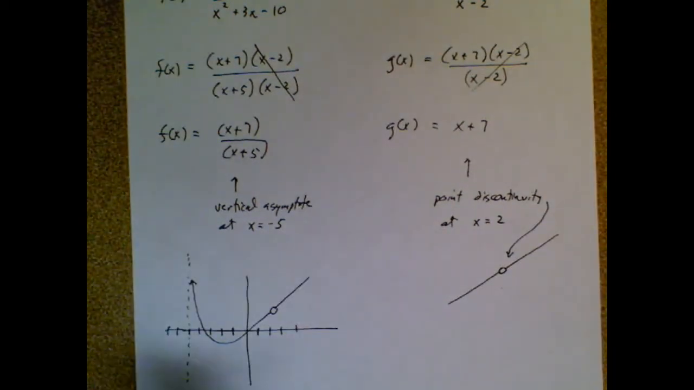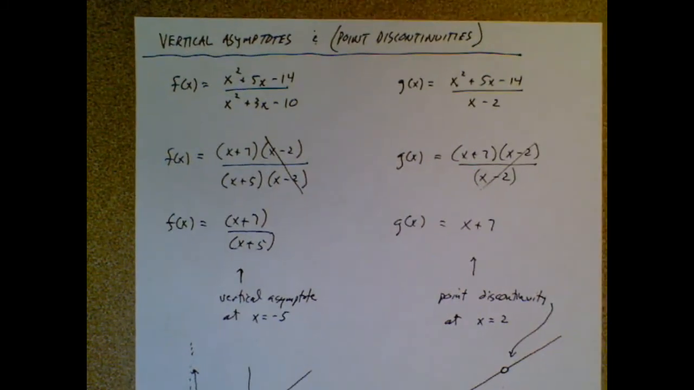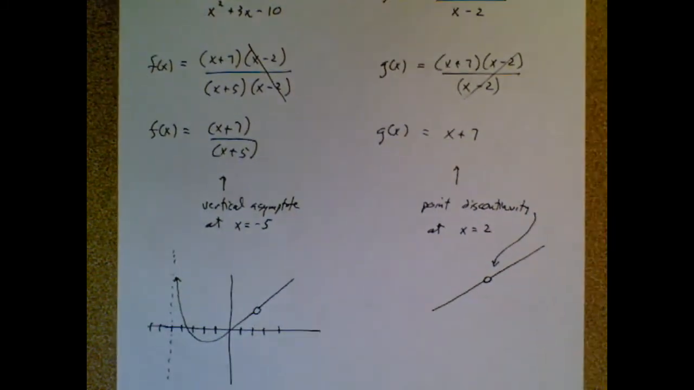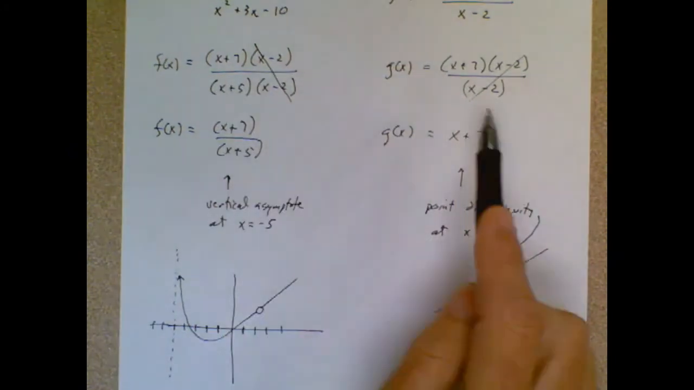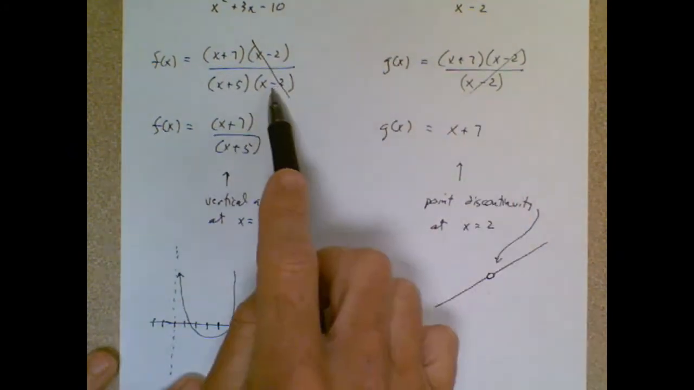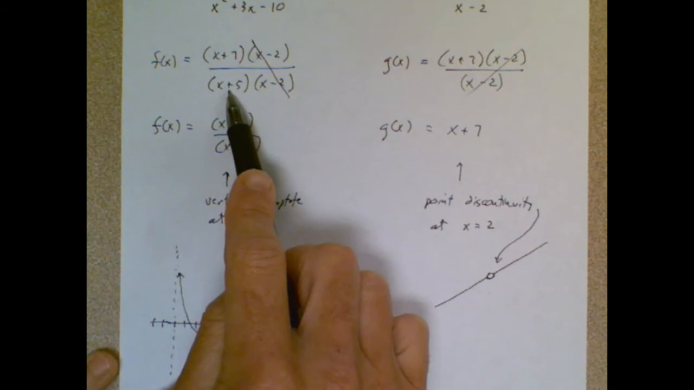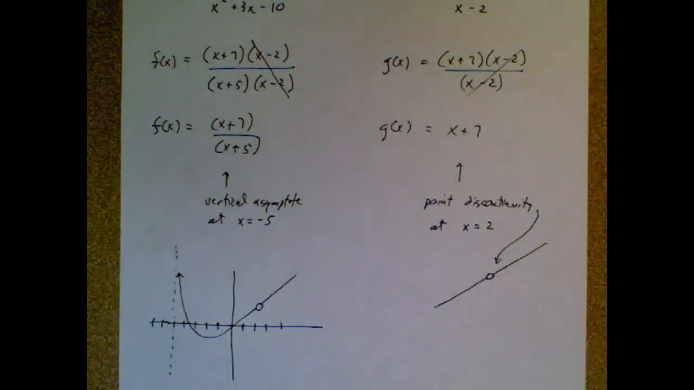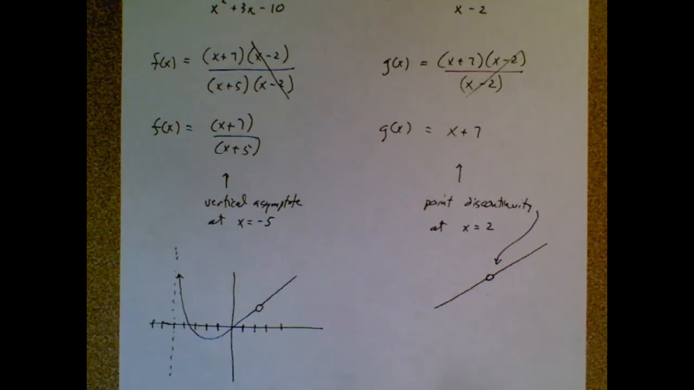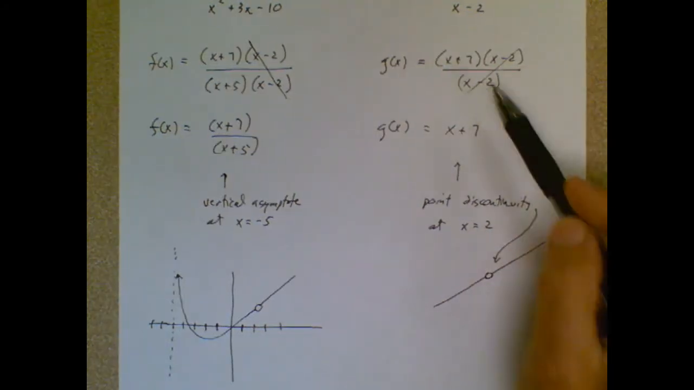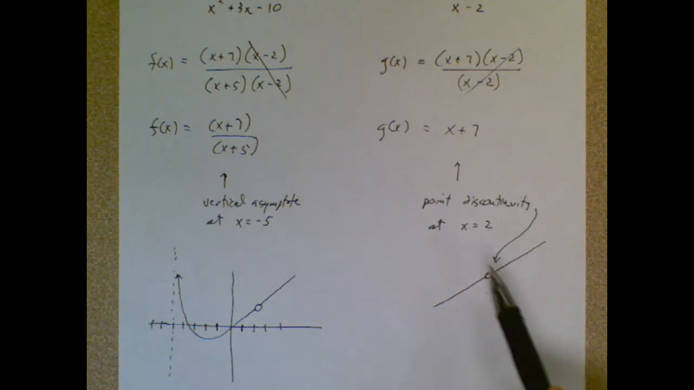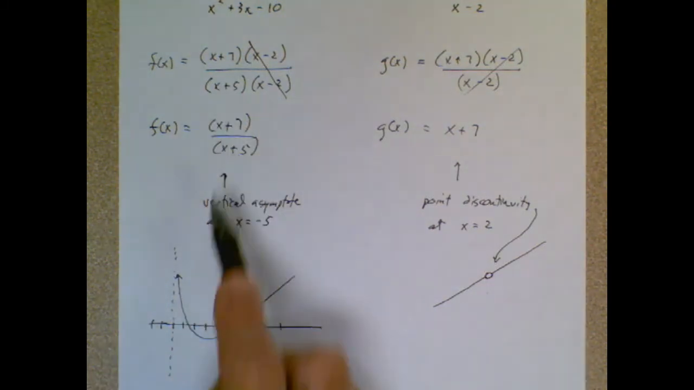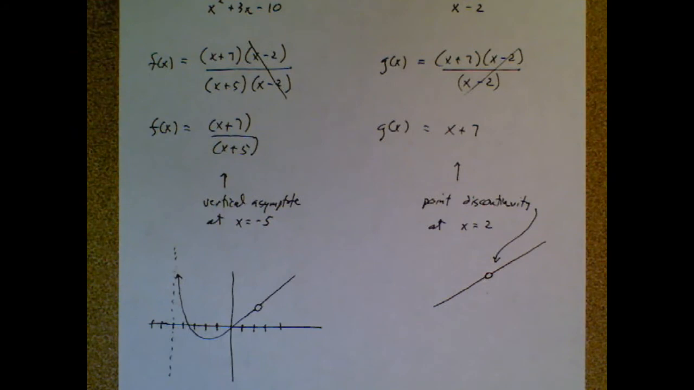So what you need to know out of this section is if something was going to be trouble in the denominator, an x equals 2 and an x equals -5, then it's going to be classified as either a vertical asymptote or a point discontinuity, and you figure that out this way. If the trouble spot cancels away, point discontinuity. If the trouble spot remains, vertical asymptote. So now we have one final thing to do.